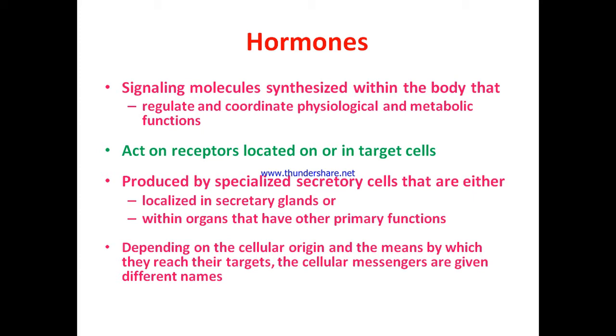Depending upon the origin, that is, from where or what type of cells are synthesizing these chemical messengers, and how they are transported, whether through blood, or just released in the interstitial space, or transported through the axons of neurons, depending upon these factors, the origin of synthesis, the location of the synthesis, and the mode of transport, these hormones are given different names.